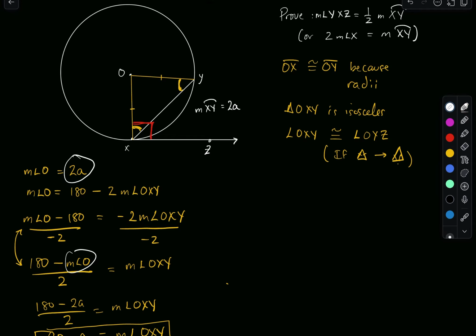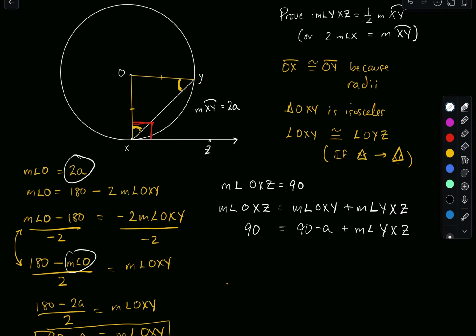So I know that the measure of angle OXZ is 90 degrees. Well, the measure of angle OXZ is just equal to the measure of angle OXY plus the measure of angle YXZ. So now let's do some replacing. I know this is 90. And I know that OXY is 90 minus a.